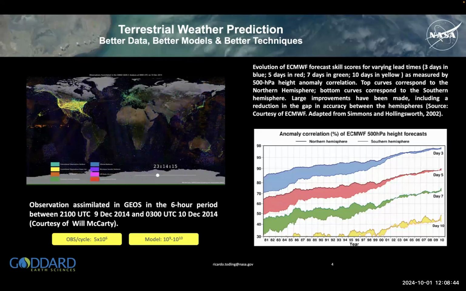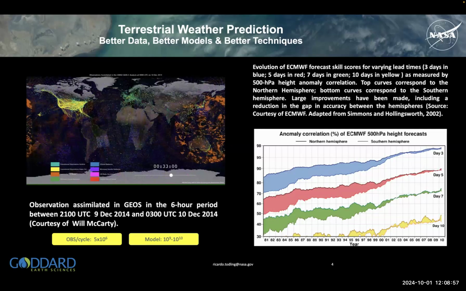This is the skill of the forecast over 40 years of assimilation, and the forecasts have improved quite dramatically. That's due largely to the assimilation of observations. The little movie on the left is showing a 6-hour set of observations that are typically assimilated in our terrestrial weather DA systems. The richness of observations that we have, which is obviously not comparable to anything in space weather, has allowed us to make considerable progress.